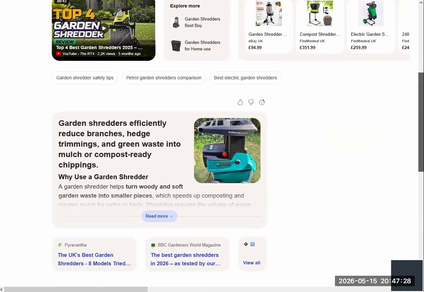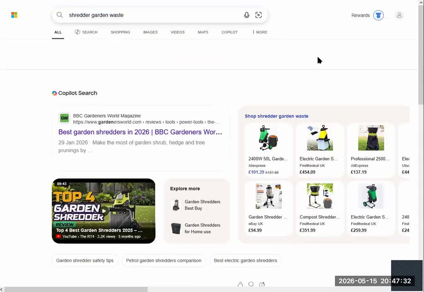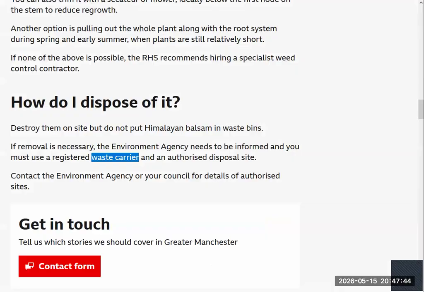But I think this is exactly what you don't use if you've got Himalayan balsam, because you're making all those little pieces that might grow again. It's possible, not all of them, but some of them may well grow again. So I think you're better keeping it as one piece. It's easier to transport, but maybe, I don't know. I'm not going to give advice because there are legal implications if I give advice.